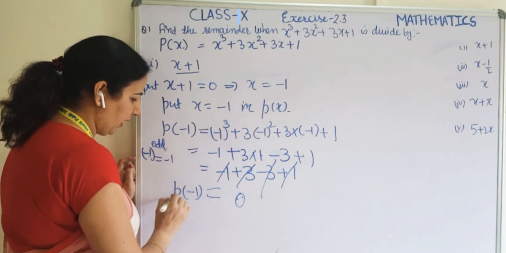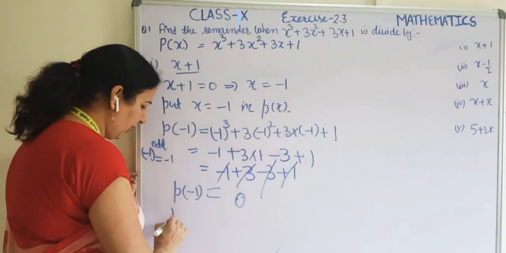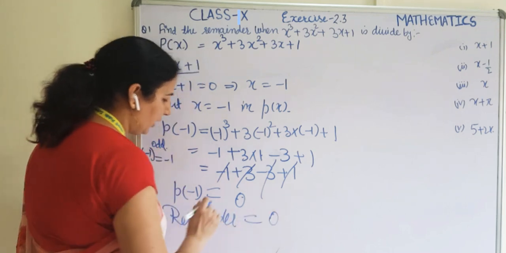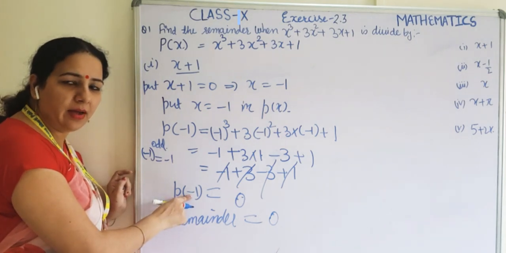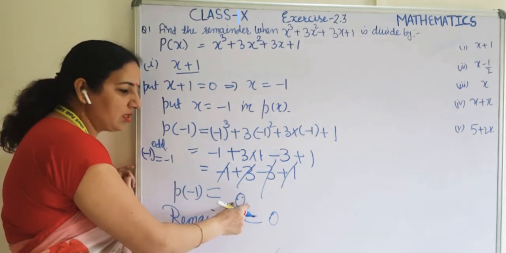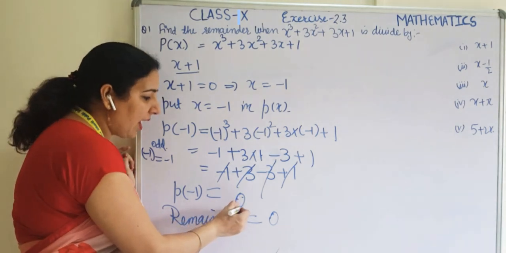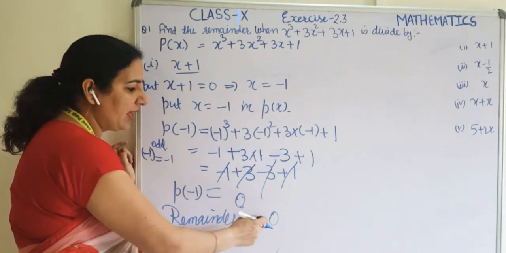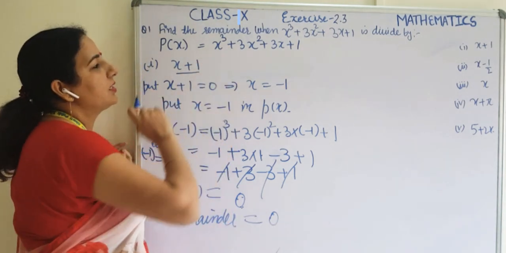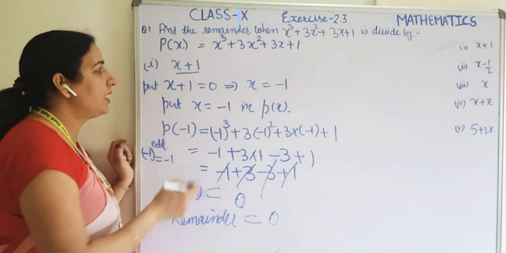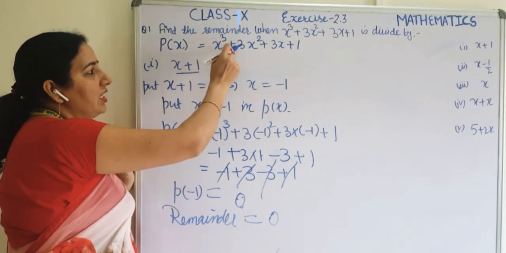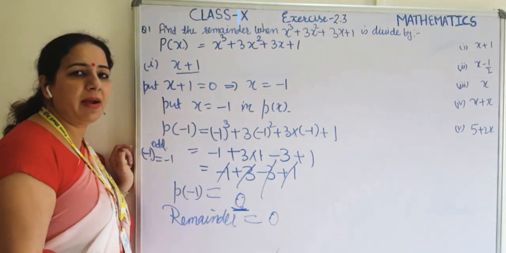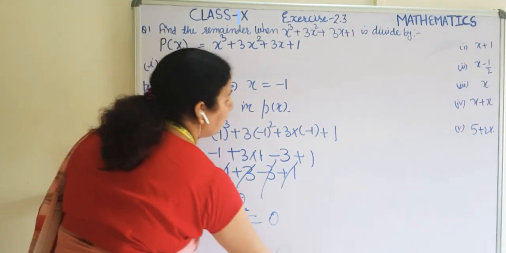So p(minus 1), when you divide by x plus 1, the remainder will be equal to 0. When you put the value of x in the polynomial and the answer is a constant number or any other number, then this answer is known as the remainder. So here the remainder is 0. It means both these polynomials are exactly divisible, or we can say that this is a factor of this, and this is a multiple of this. Here the remainder is 0. So this is part number 1.